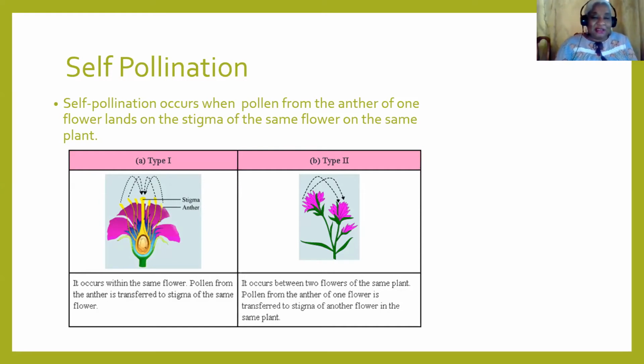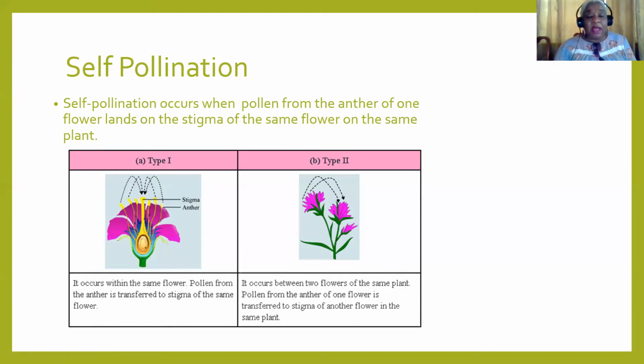Self-pollination is just like it says. The flower is going to pollinate itself. Now there's two types of self-pollination. You can have it within the same flower, where the pollen comes from the anther of a flower and lands on the stigma of that same flower. Or it can be on two flowers of the same plant, where the pollen from the anther from one flower is transferred to the stigma of another flower in the same plant.